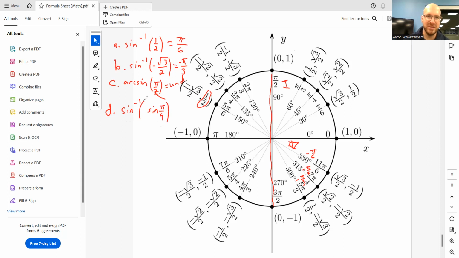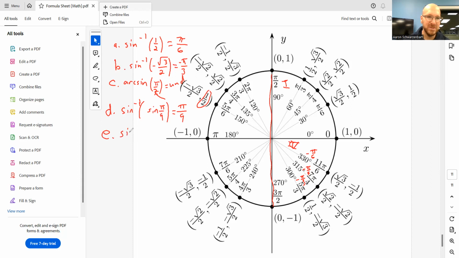Well, the inverses undo my function. So the inverse sine undoes the sine. The sine of π/9 is something. The inverse sine of the sine of π/9 is just π/9. When it goes this way, it's very easy. When it goes this way, it's, oh, no.